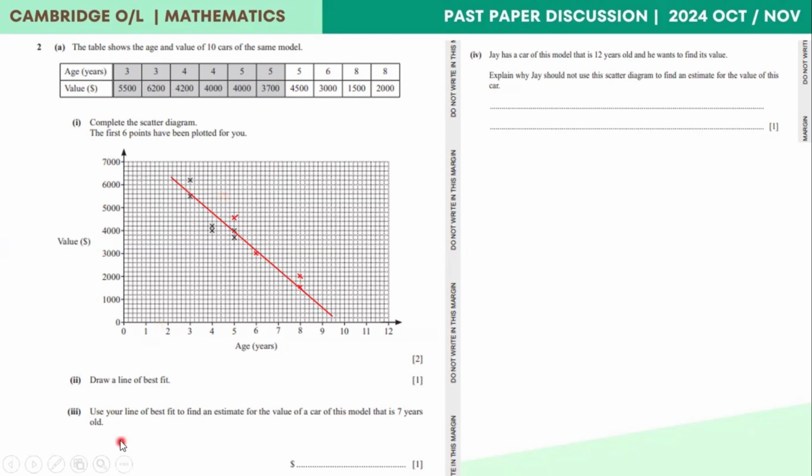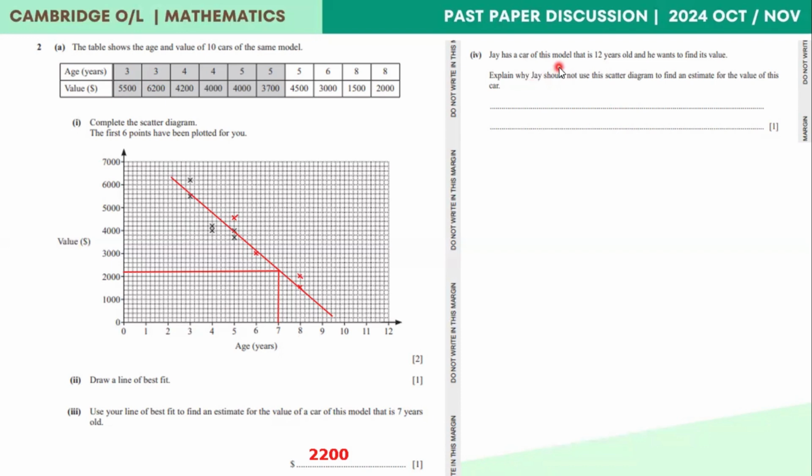For the next question, use your line of best fit to find an estimate for the value of a car of this model that is 7 years old. So 7 years old means we have to find the value at 7. So 7 is exactly here, and the value is here. So we have to draw this line and show the term as well. That is one box after 2,000, which is going to be 2,200. I hope that's clear.